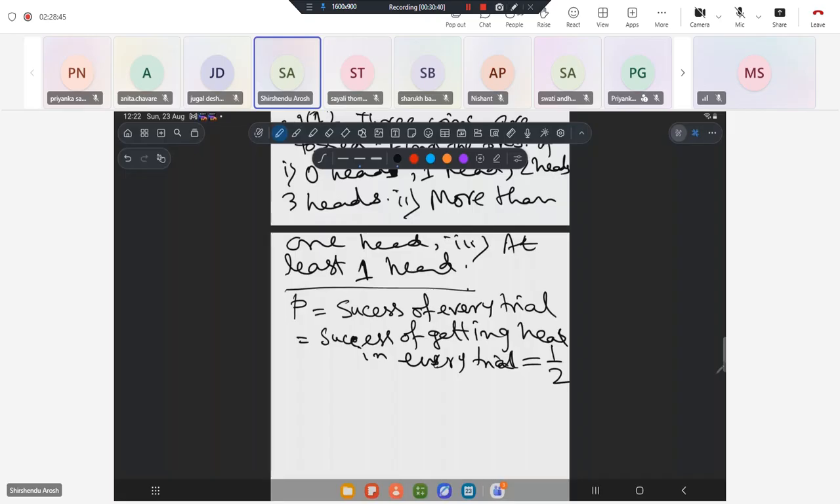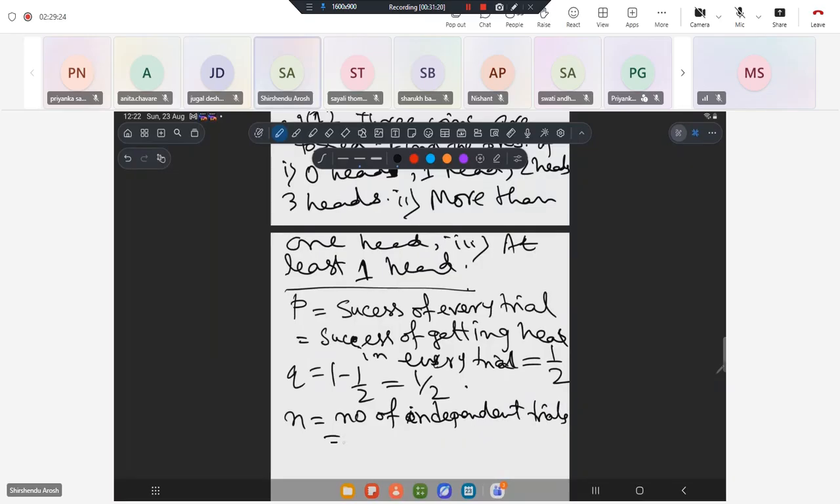Minus half. For this case, since it is an unbiased coin, obviously I'm writing half. It can be any number. So if it is a biased coin, I can still make this a binomial distribution problem because it has to be success and failure. It has nothing to do with whether it is 0.5 or 0.2. So Q would be 1 minus half, that is half. And n is given as the number of independent trials. How many trials are there? 3 trials are there.